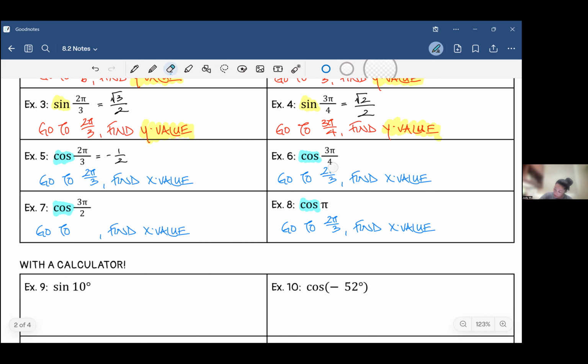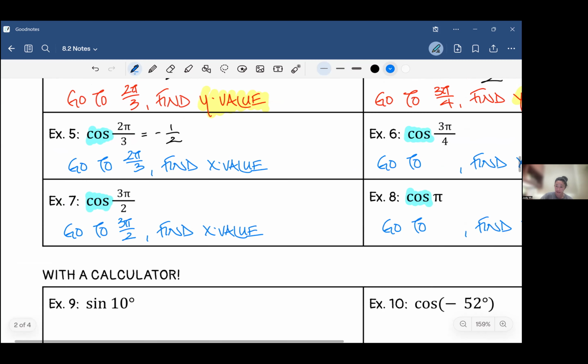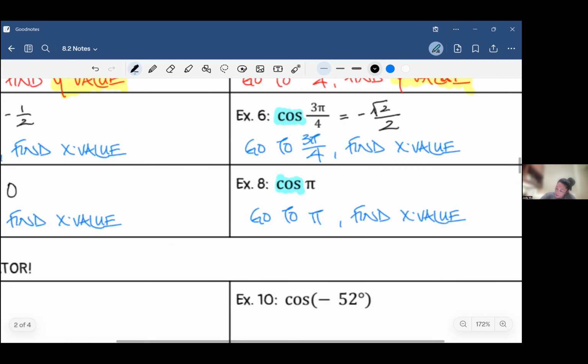So let me erase my angles because that's what's going to be different. So for 7, you want to go to 3 pi over 2 and find the x value. For 6, you want to go to 3 pi over 4 and find the x value. And for 8, you want to go to pi and find the x value. Okay. And when you do that, cosine of 3 pi over 4 should be negative root 2 over 2. Cosine of 3 pi over 2 should be 0. And whoops, cosine of pi should be negative 1.